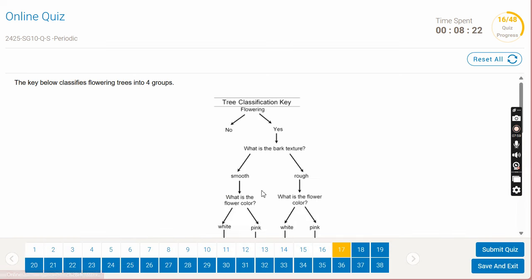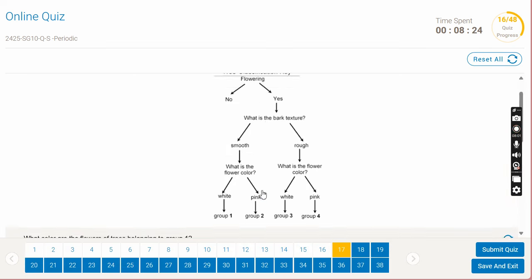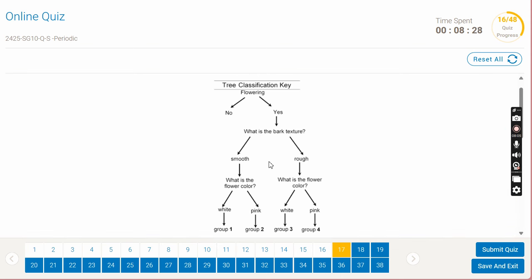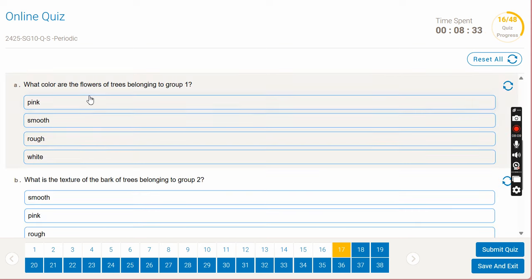And the other one, the key below classifies, okay, so let's just check. What color are flowers of those belonging to group 1? So group 1, go to group 1. What is the color? White. So we'll go flower color, white.